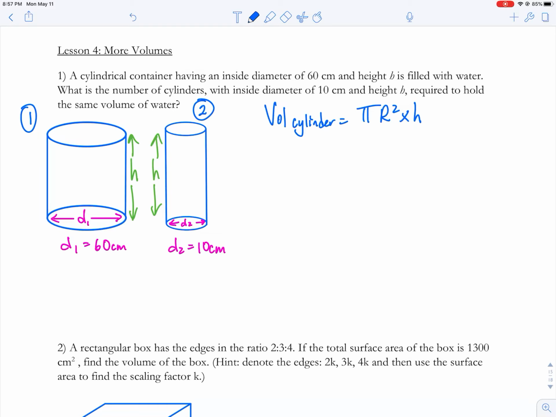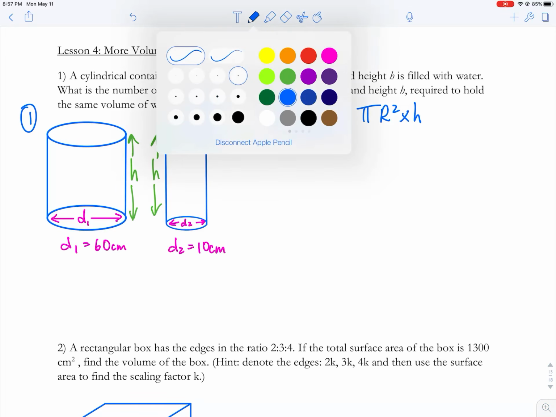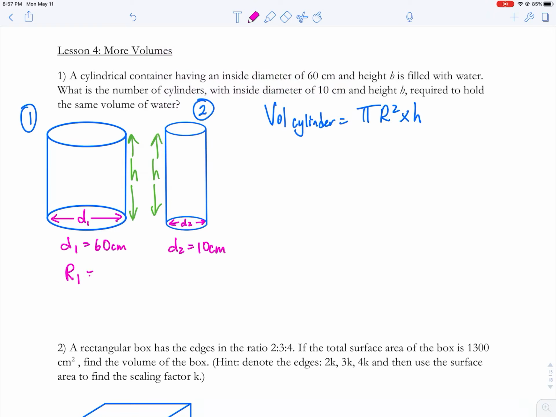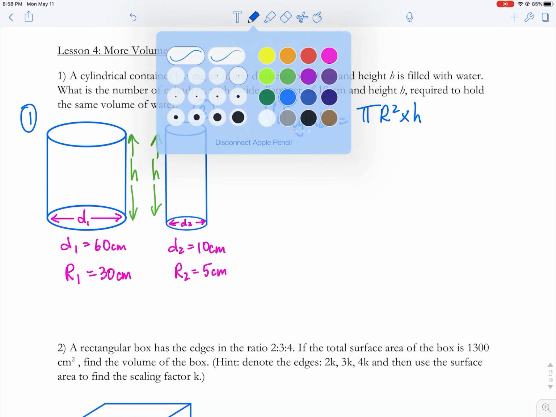So because the heights are the same for both of these cylinders, all we're going to worry about is the radiuses. So for the first cylinder, we know the diameter is 60. That means my first radius is 60 divided by 2, or 30. And my second radius is 10 divided by 2, or 5. So I'm going to use those when I'm doing my work.